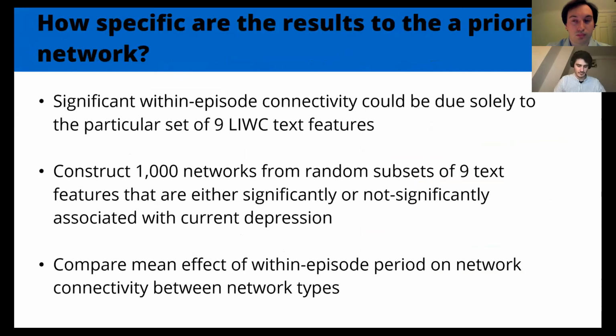And then sort of the final analysis we did is that we wanted to see how specific these results are to the a priori network that we selected. So the fact that we observed significant within episode connectivity could just be due solely to the fact that we chose these 9 text features, but it wouldn't generalize to other text features. So we constructed 1,000 networks from random subsets of 9 text features that were either significantly or not significantly associated with current depression severity. And then we compared the mean effect of within episode period on network connectivity between these 2 network types.